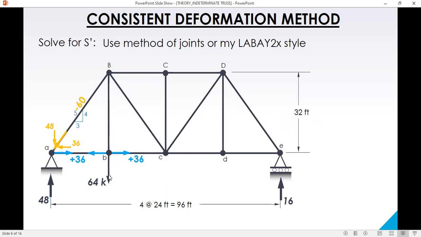Next, to balance 64 kips, then BB must be tensile, acting upward since the applied load 64 is downward. It will be balanced by an upward force. Positive 64. So, member BB is tensile. Okay, so joint B is already in equilibrium.